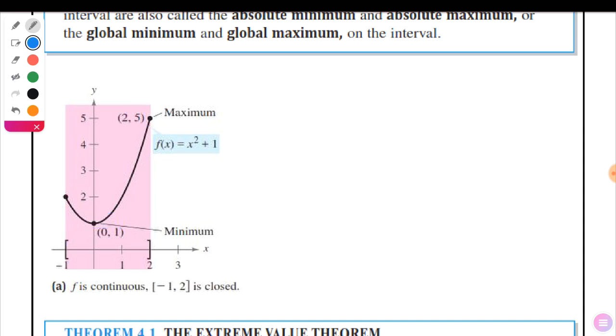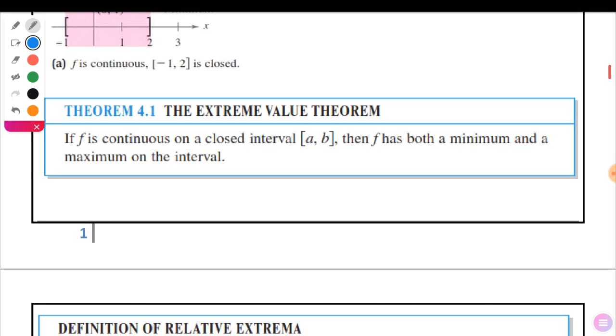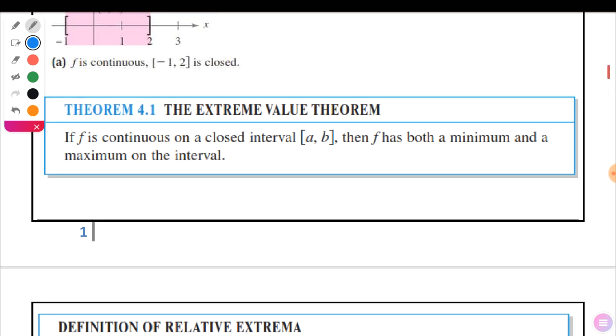Now, here we have a theorem, the extreme value theorem. If a function is continuous, it is very important to know the function must be continuous, or defined on a closed interval [a, b], where there is a left end and a right end of the interval, then f has both a minimum value and a maximum value on the interval. If we discuss the extrema of the function on a closed interval, the function will have a minimum value and a maximum value.